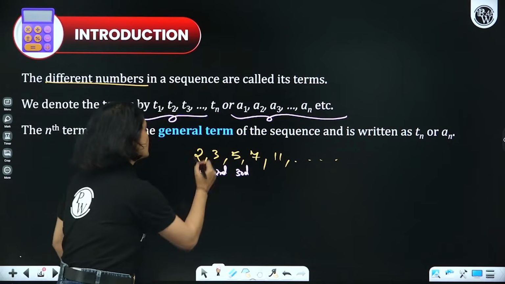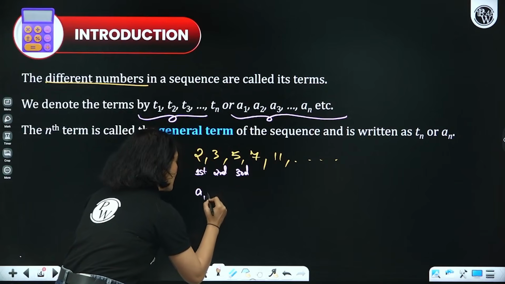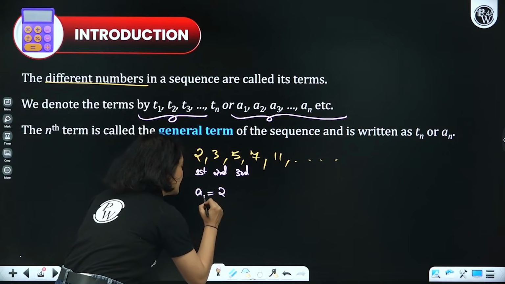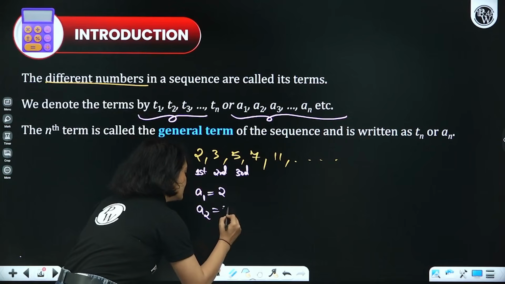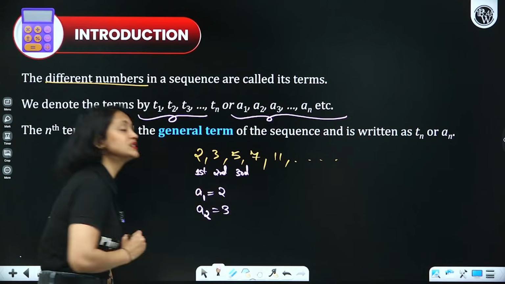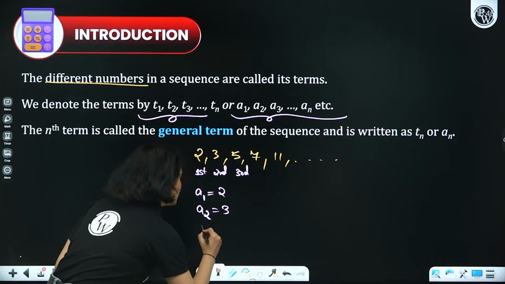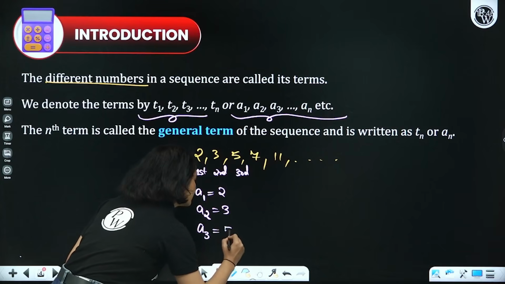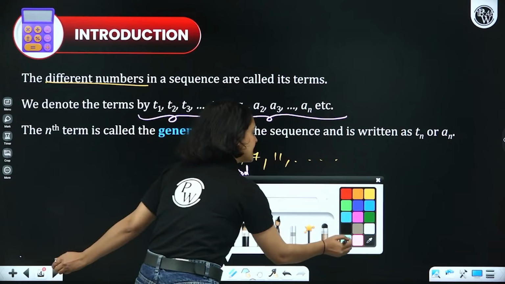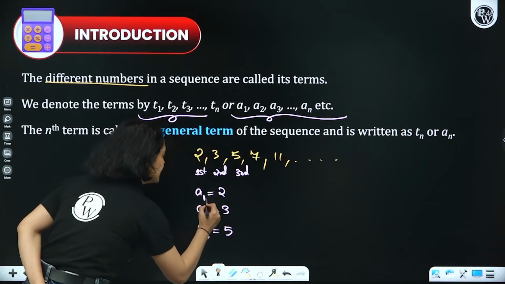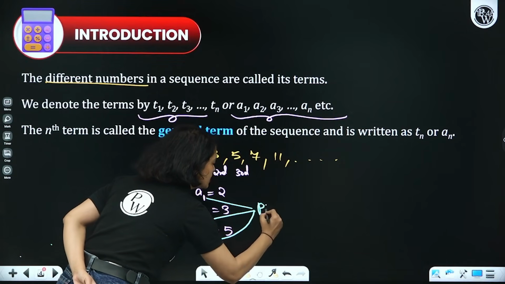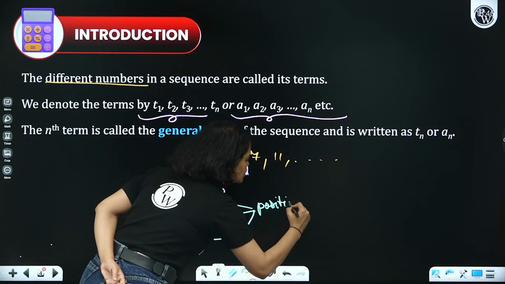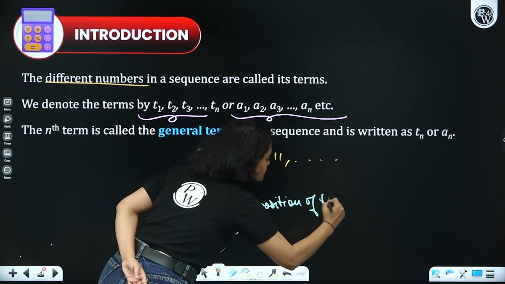So that means you can say that A1 is 2. Here 1 denotes the position of 2. A2 is what, everyone? 3. Here 2 denotes the position of 3. A3 is 5, right? So here the numbers written on the bottom right-hand side denote the position of the term.